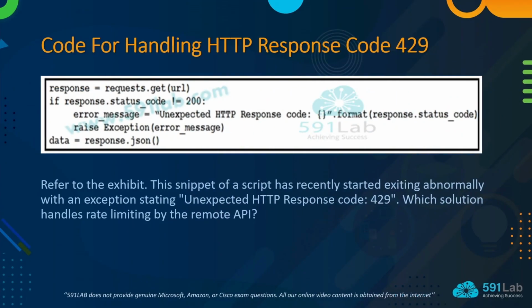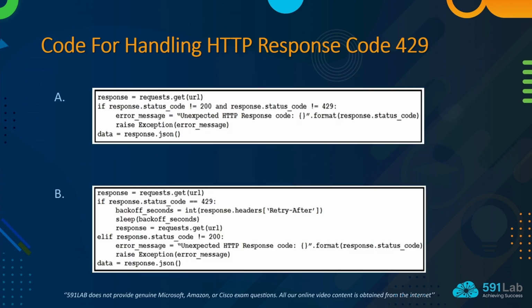The next topic is for coding. Code for handling HTTP response. We get a response code 429. This is basic code, and we will see it uses HTTP GET and does some basic actions, like if the response code is not 200, then raise an exception. This is an unexpected HTTP response code, and then get all the data. The engineer needs to deal with this code.